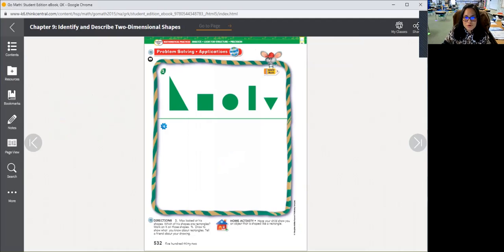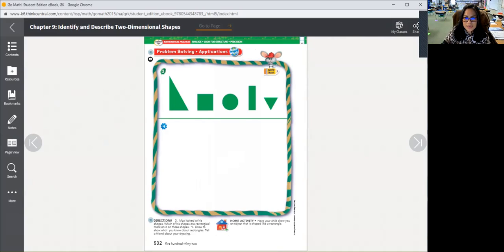All right, number 3 up here, it says, Max looked at his shapes. These are all Max's shapes. Which of the shapes are rectangles? Remember, 4 sides, 4 vertex, but 2 sides are long, 2 sides are short. And it says, mark an X on all the rectangles.